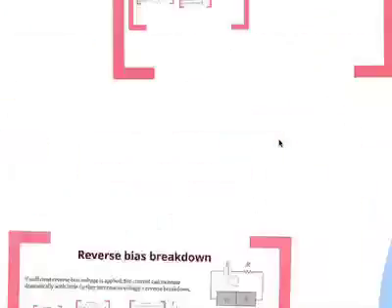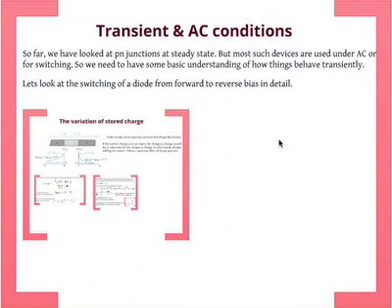Okay, that's the picture. So far we have looked at p-n junctions as steady state, but most such devices are used under AC, for voltage regulation or for switching. So we need to have some basic understanding of how they behave transiently. Now, the actual modeling of these devices is typically done numerically. You have to solve partial differential equations in space and time, and it turns out to be complicated. But we can gain intuition by making some simple approximations. For our level of understanding, it's much more important that we gain qualitative intuition. Okay, so that's our goal here.